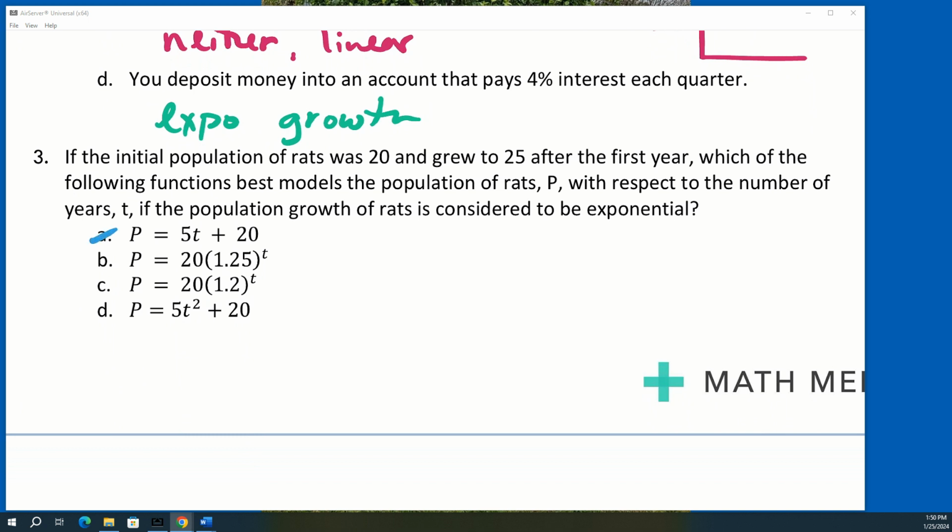So A is linear and D is quadratic, so they are not going to be answers. So we need to decide, are you multiplying by 1.25 each year, or are you multiplying by 1.2 each year? So you would need to multiply 20 by one of those two and get 25. It's B. And anytime you want to figure out that growth rate, you take 25 and you divide it by the previous one, it gives you what that growth rate is. So there's lots of ways to get that answer, but the answer is definitely B.